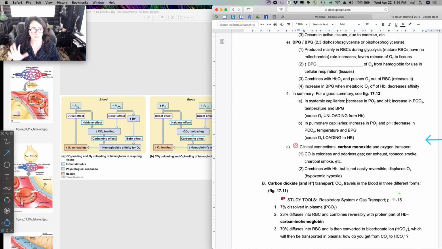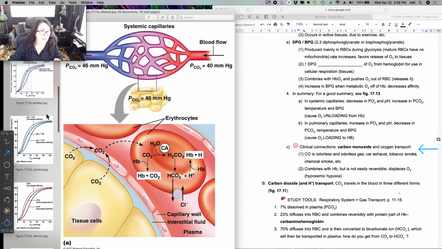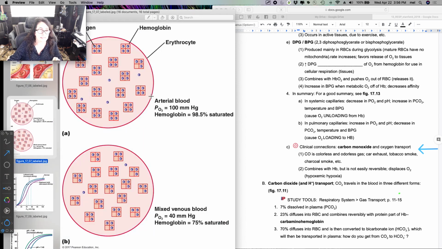Cool? Okay, one last little tidbit about that before we go into carbon dioxide, and that is, what about carbon monoxide? Carbon monoxide is really interesting because carbon monoxide is rude in that carbon monoxide sits in oxygen's seats on the hemoglobin bus.